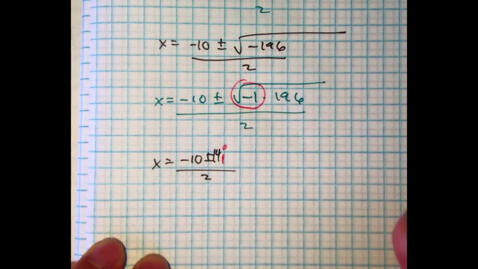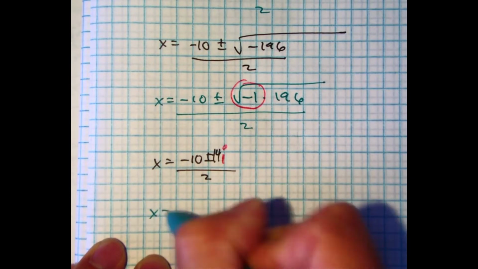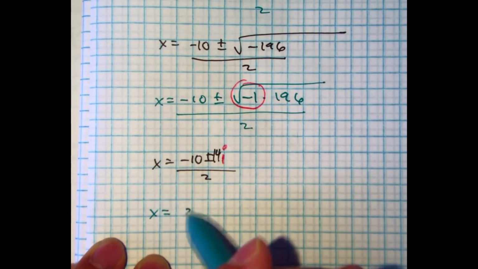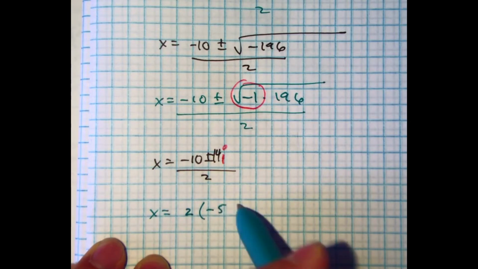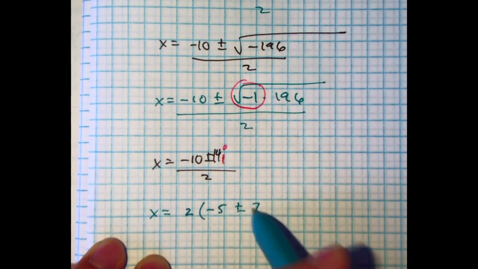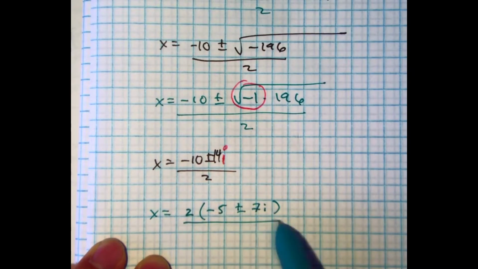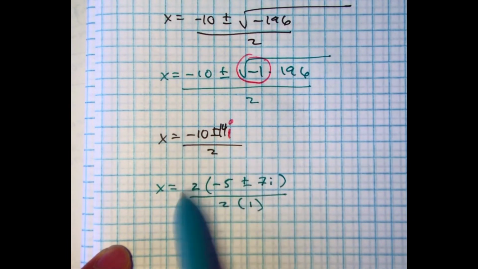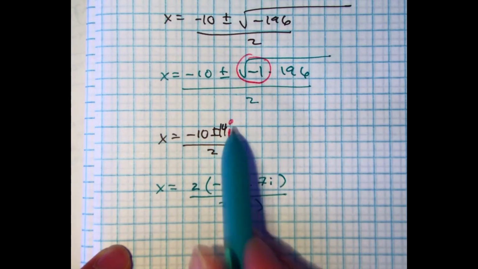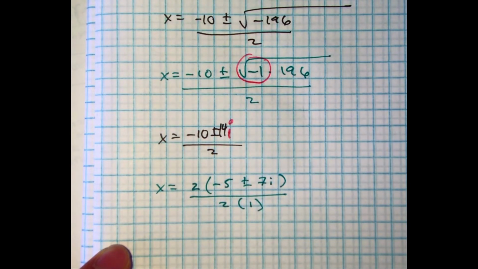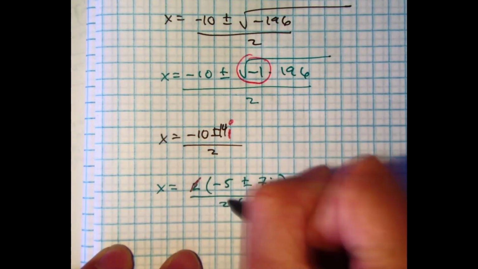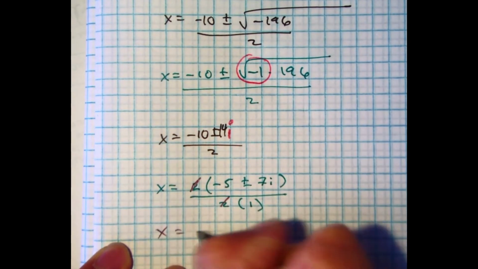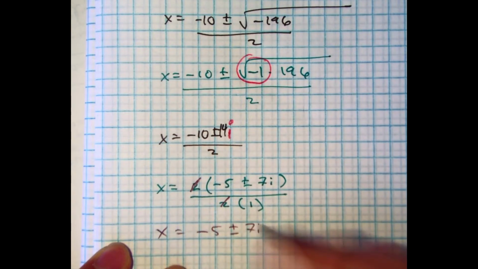And I just need to clean this up by factoring. Greatest common factor. So I see the 2 there, that's my hint. Negative 5 plus or minus 7i all over 2 times 1. Because remember, you can distribute. Let's distribute together, class. 2 times negative 5? Negative 10. 2 times 7i? 14i. The 2's cancel. x equals negative 5 plus or minus 7i.